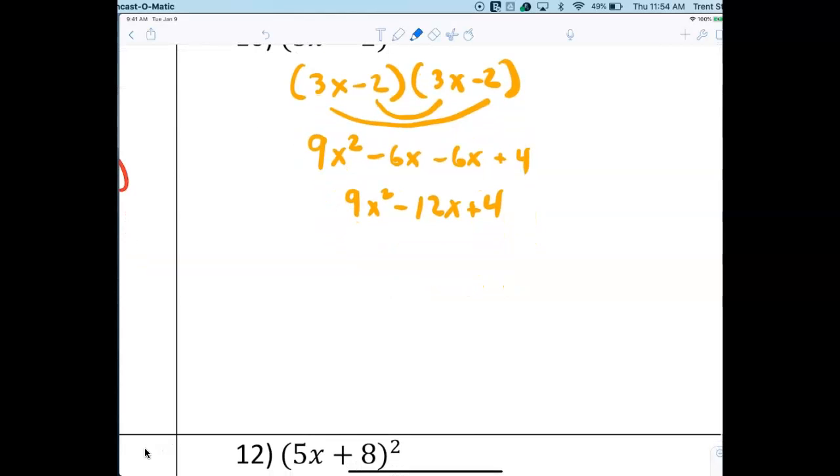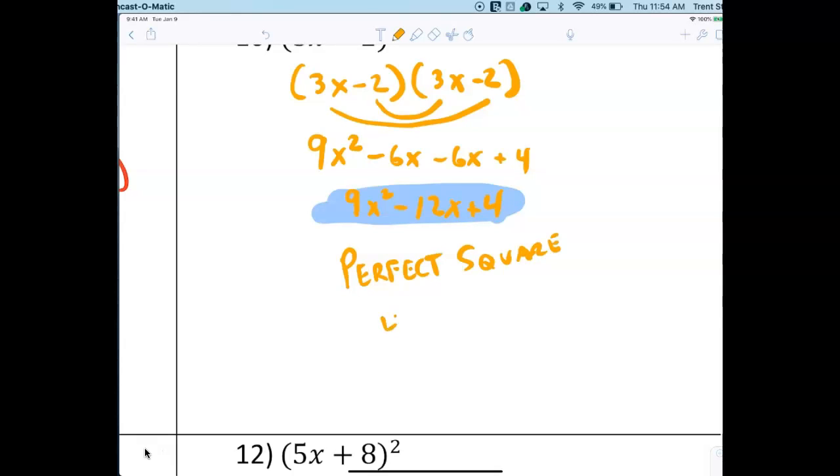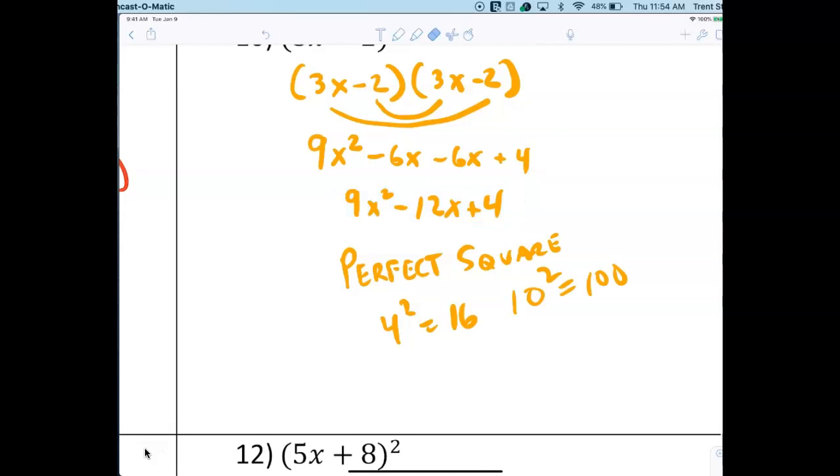This right here, now listen to me, is called a perfect square. The reason it's called a perfect square is because what's 4 squared? That's a perfect square. What is 10 squared? 100. That's a perfect square. So why do they call it a perfect square? Because you're multiplying something by itself. That creates a perfect square. So 9x squared minus 12x plus 4 is called a perfect square. Anybody have any questions with that?